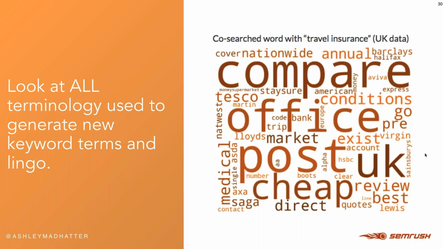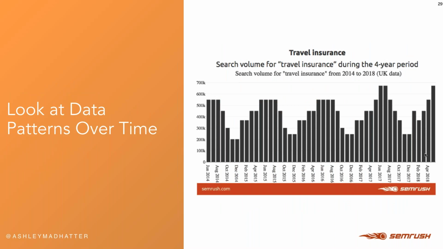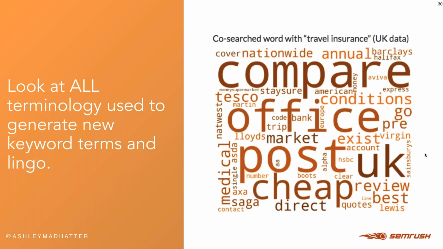I mean, look at this example with travel insurance. These are all words that in the UK are attached when people are searching for travel insurance. You're looking at Nationwide, Barclays, Halifax, UK, cheap, direct, so probably direct flights, quotes, what the market is like, Tesco, Martin, Code, Bank, Europe, Go, Express. These are all trending words associated with travel insurance, which, as we saw here, is very, very popular, a seasonal keyword search term. So when you're looking to create content for travel insurance, make sure you're also including the proper lingo and keyword terms that users are actually saying.